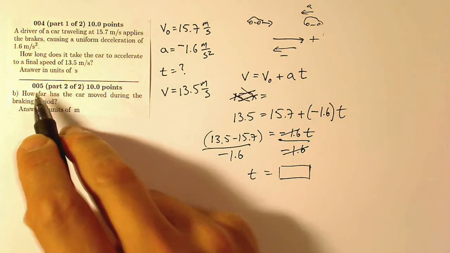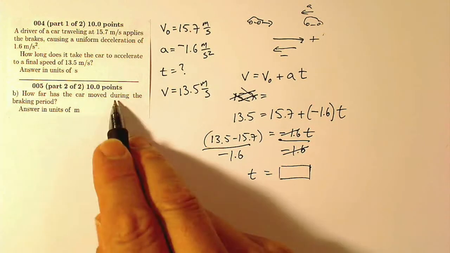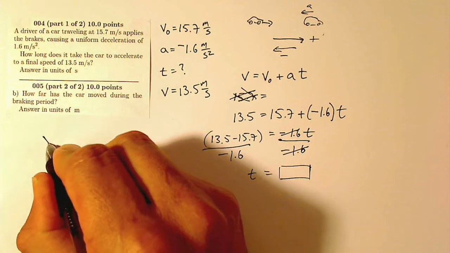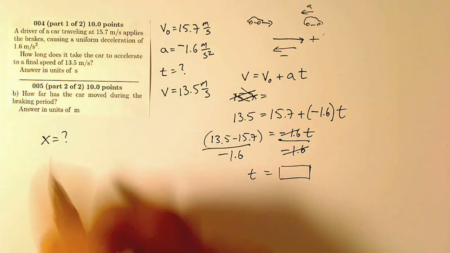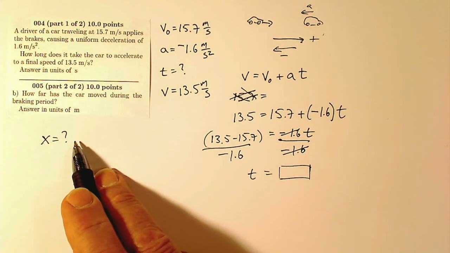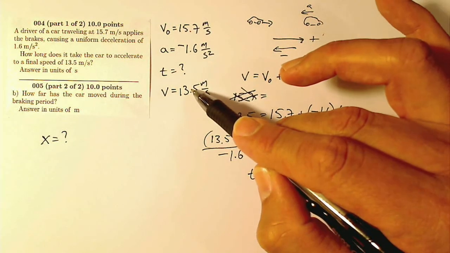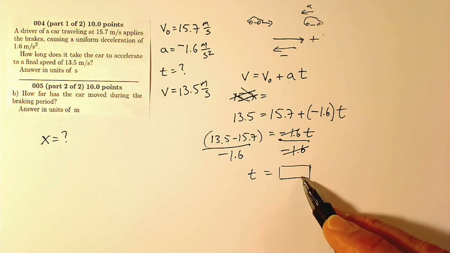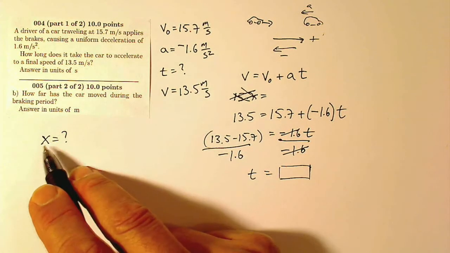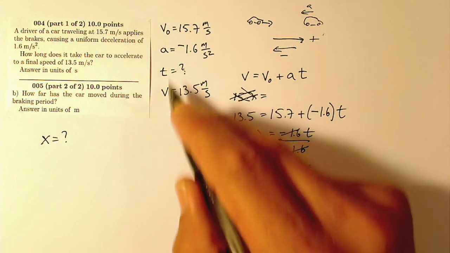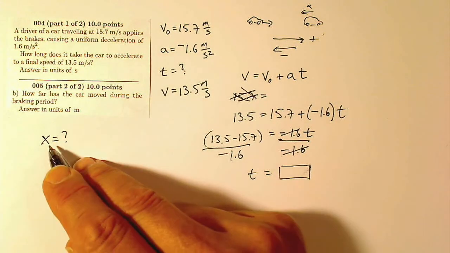Question 5 now asks, how far has the car moved during the braking period? How far has the car moved? That is looking for x equals question mark. Now I know my initial velocity, my acceleration, my final velocity. I now also know my time, but for kicks, I'm going to look for the equation that doesn't have time and relates initial velocity, final velocity, acceleration, and displacement.